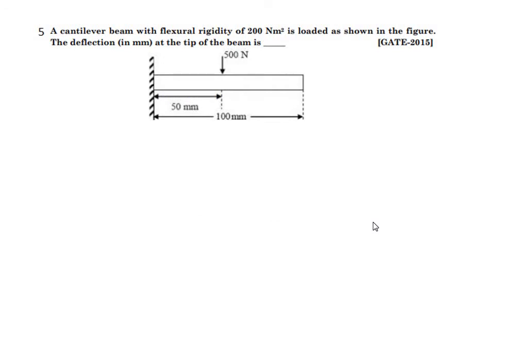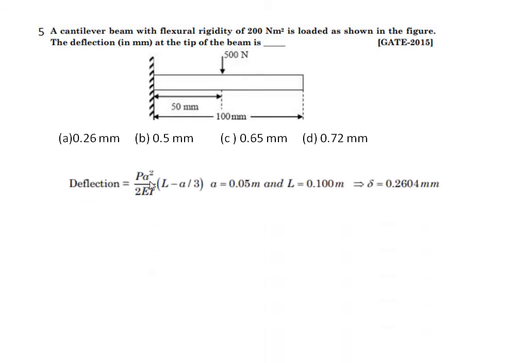So the next question: a cantilever beam with a flexural rigidity of 200 Newton meter square is loaded as shown in the figure. The deflection in mm at the tip of the beam is, so at the tip of the beam, what is the deflection? So we have a direct formula for this.